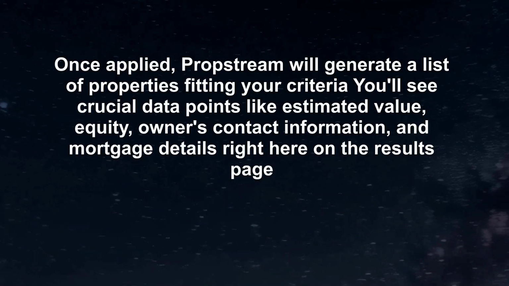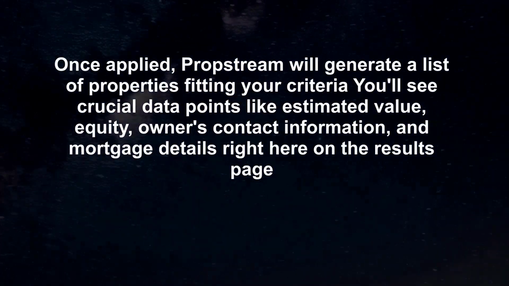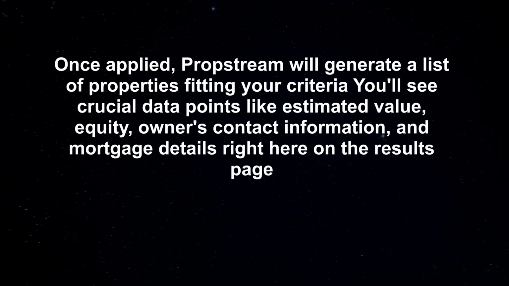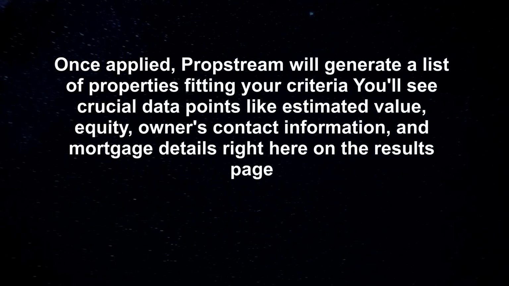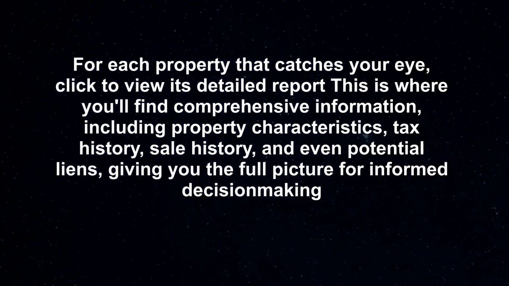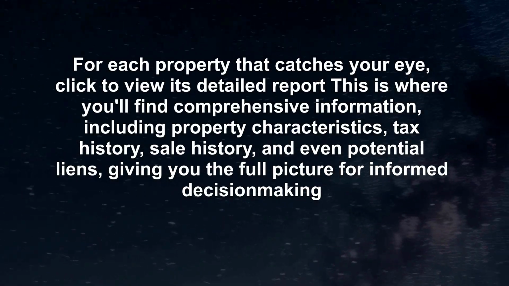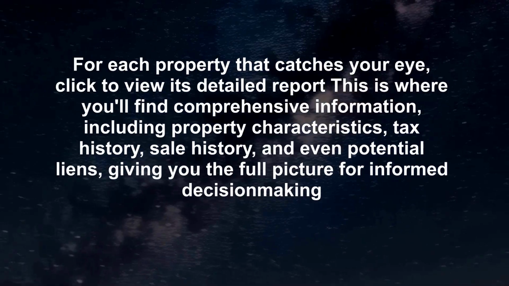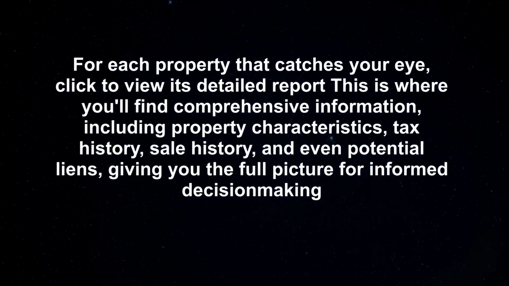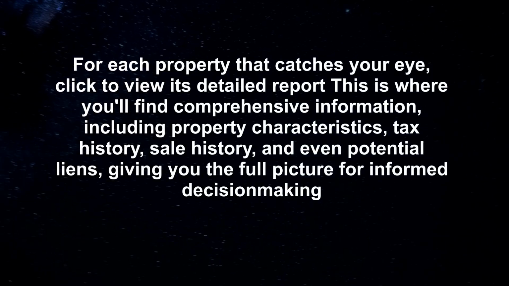You'll see crucial data points like estimated value, equity, owner's contact information, and mortgage details right here on the results page. For each property that catches your eye, click to view its detailed report. This is where you'll find comprehensive information, including property characteristics, tax history, sale history, and even potential liens, giving you the full picture for informed decision-making.